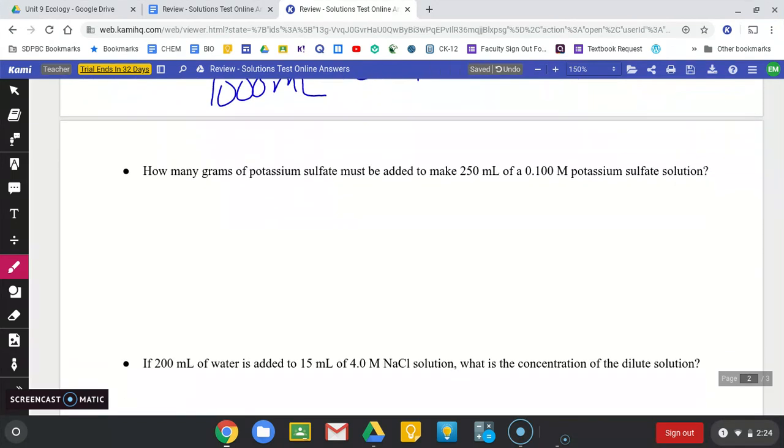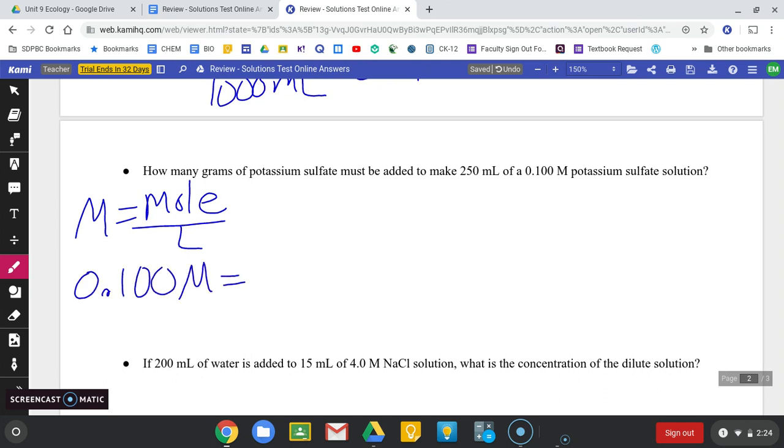Next one. How many grams of potassium sulfate must be added to make 250 milliliters of a 0.1 molar potassium sulfate solution? So in this case, we're still dealing with moles or molarity. This time they give us the molarity, they give us the liters, and we have to find the moles and then convert that to grams. So plug in the numbers here. We get 0.1 for the molarity. We don't know the moles. And we know the liters is 250 milliliters.